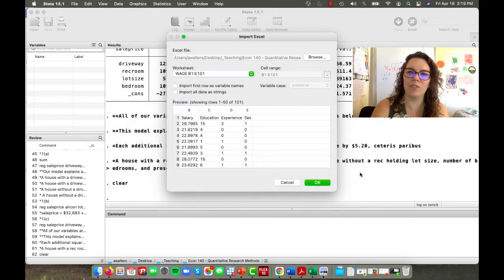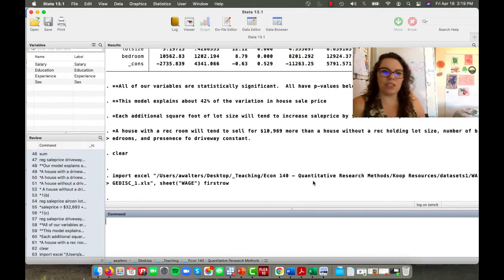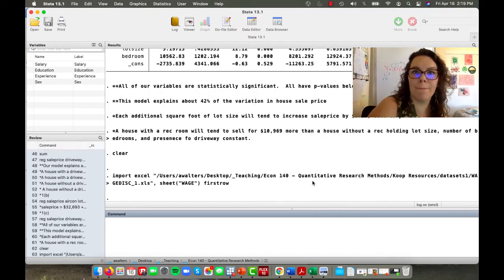Again, I use the data set that has the units taken out, so it's a little bit easier to import because I can just import it with the first row as variable names. I don't have to go in and delete out those variable names. And we want to summarize this data.